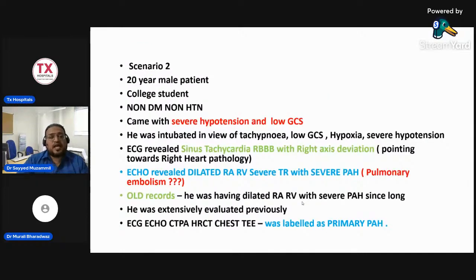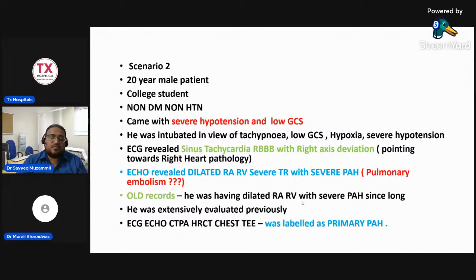Now another case, this is a very interesting case. This is a case from Care Hospital, Banjara Hills, with Dr. Rajiv Menon sir, when I was doing cardiology training in Care Banjara. So, a 20-year-old male patient, he was a college student from coastal Andhra Pradesh. He was non-diabetic, non-hypertensive, and he came with severe hypotension and low GCS in ER.